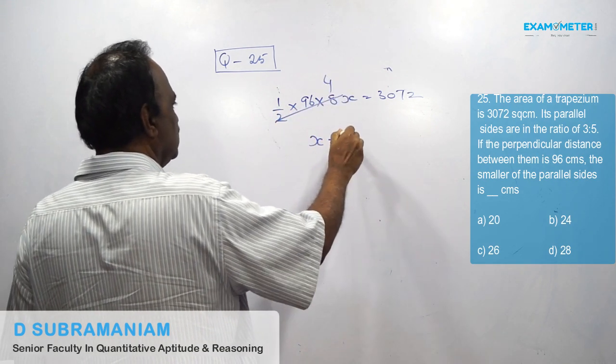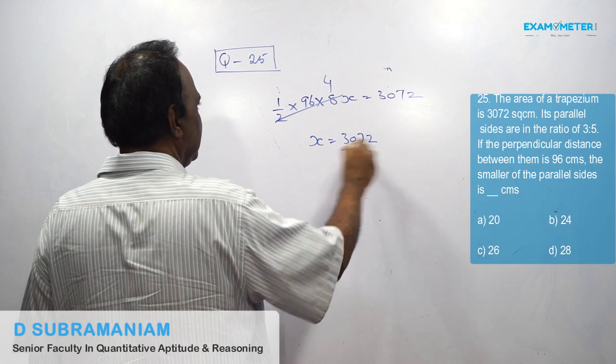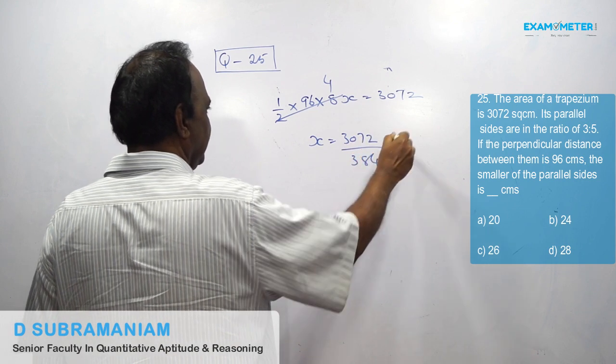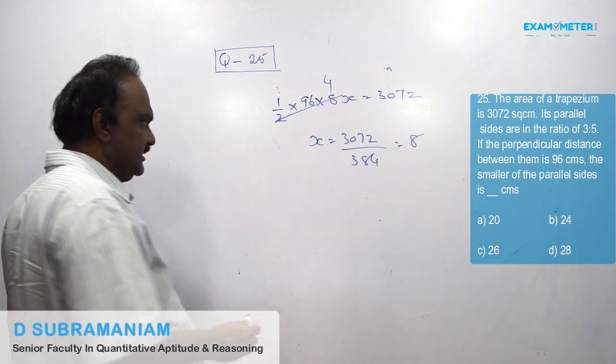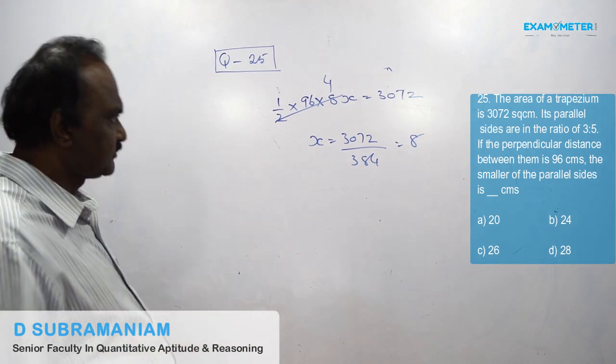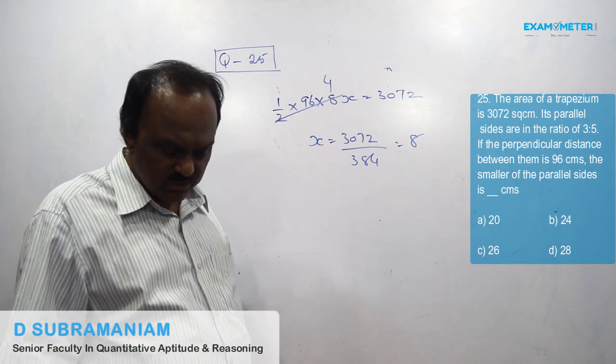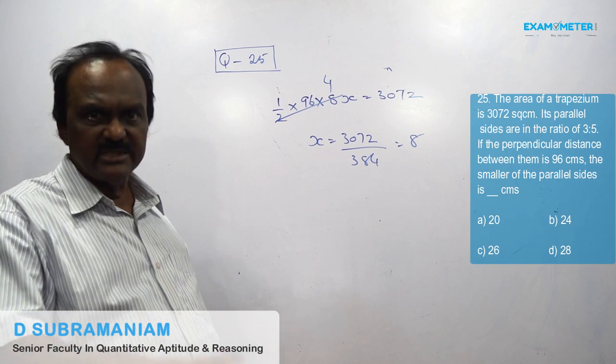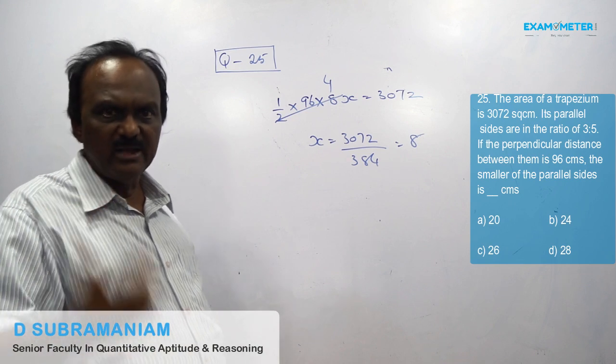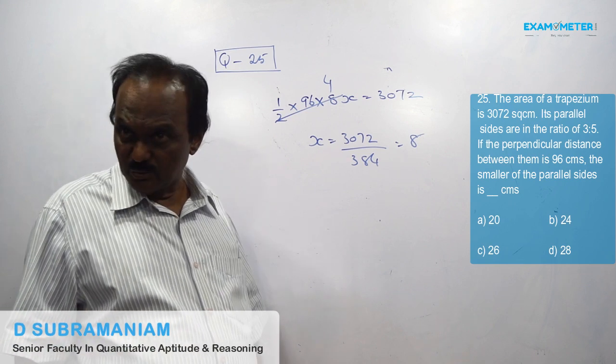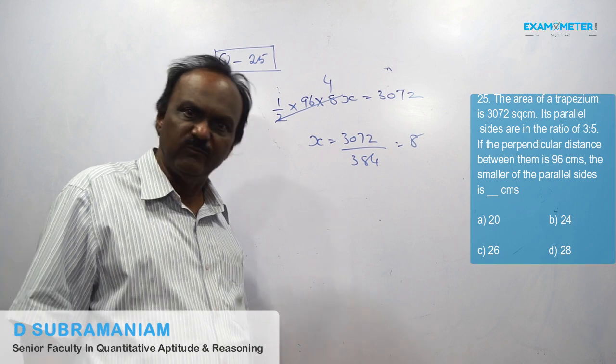So x value comes to 8. We have to find out the smaller side. 3x is the smaller side. X value is 8. 3 into 8, 24. So answer is 24.